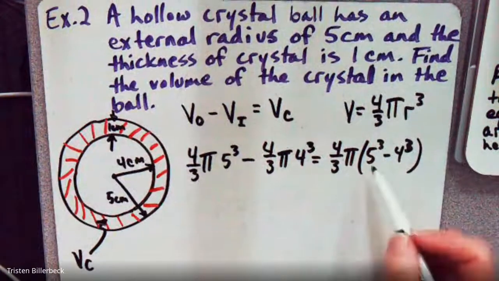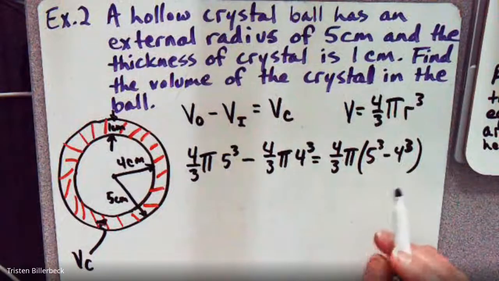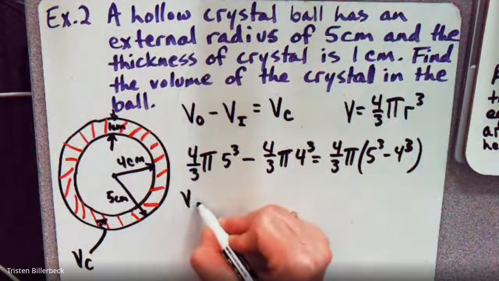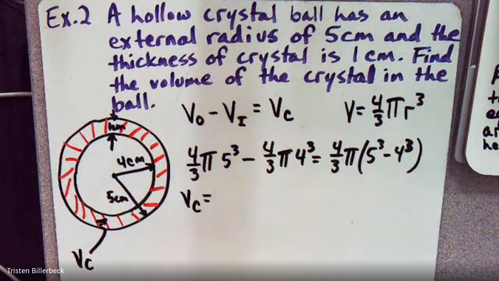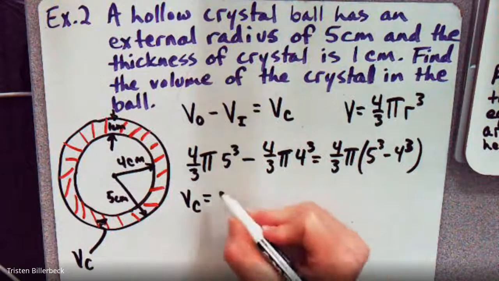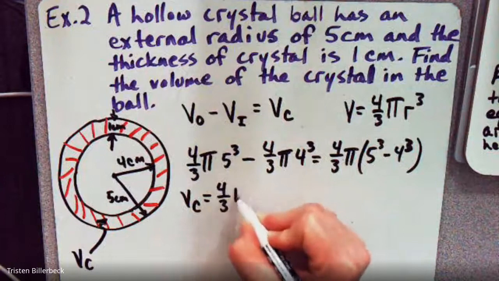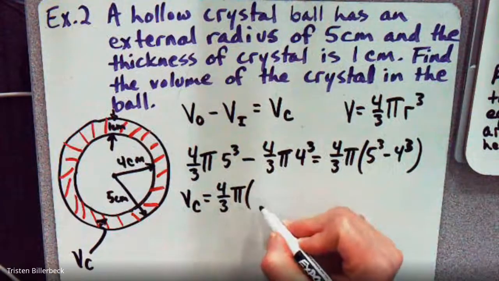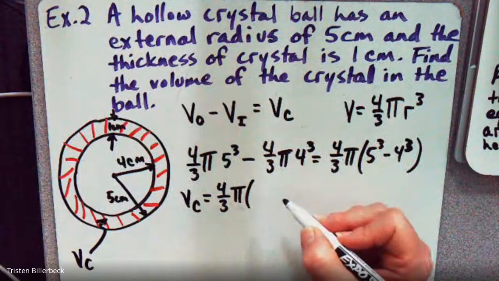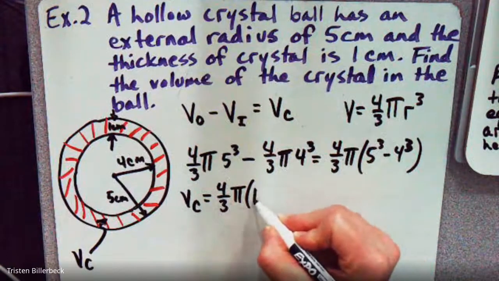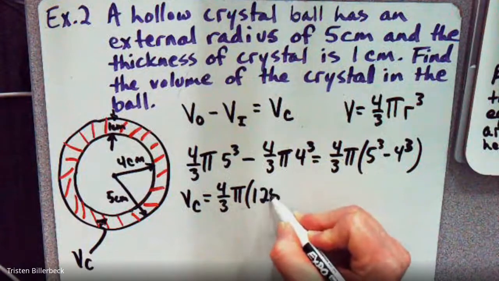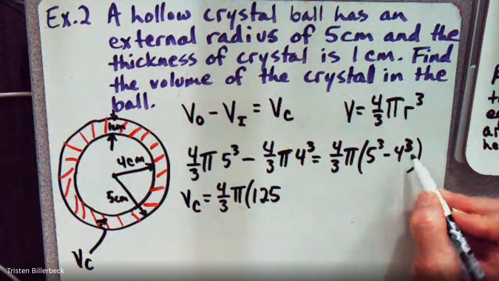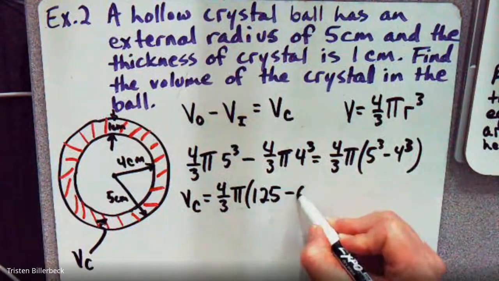All right, so now we have to figure out what is 5 cubed and 4 cubed. So the volume of the crystal is going to be 4/3 pi, and then 5 cubed is 5 times 5 is 25, times 5 is 125. 4 cubed, 4 times 4 is 16, and 16 times 4 is 64.